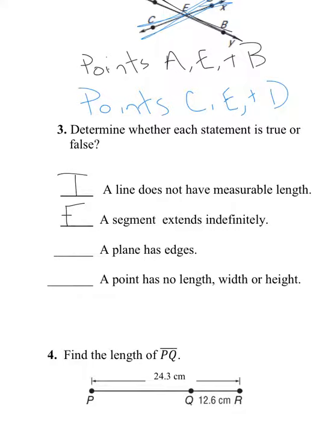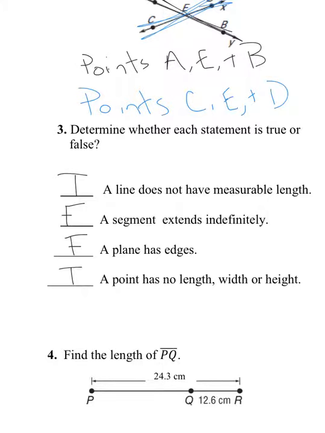A plane has edges. False. Right? Planes also go on forever. There is no real edge to them, even though they don't exist. A point has no length, width, or height. That is correct. A point has no dimension, no measurable values of any kind.